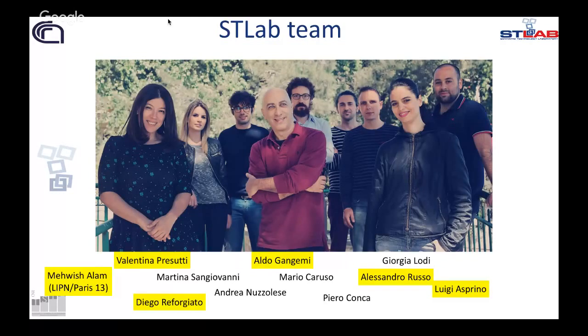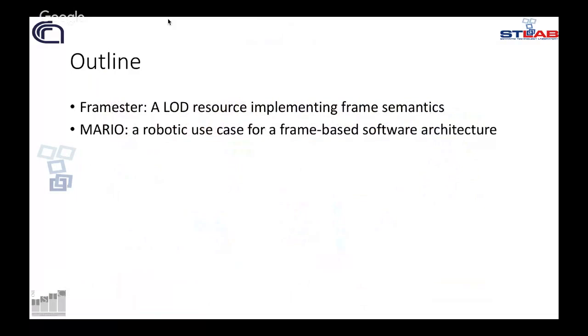So you can see here a picture of our very nice group. Some of them are actually missing, but anyway, this is the Semantic Technology Laboratory team between Rome and Catania in Italy. So I will focus mainly on two topics. The first is Framester. As I will tell you in a few seconds, Framester is a resource that we've been building during the Mario project development, but it's a linked open data resource which implements frame semantics and which provides a lot of linked and rich information and data that can be reused by the community beyond the project of Mario and beyond also this domain.